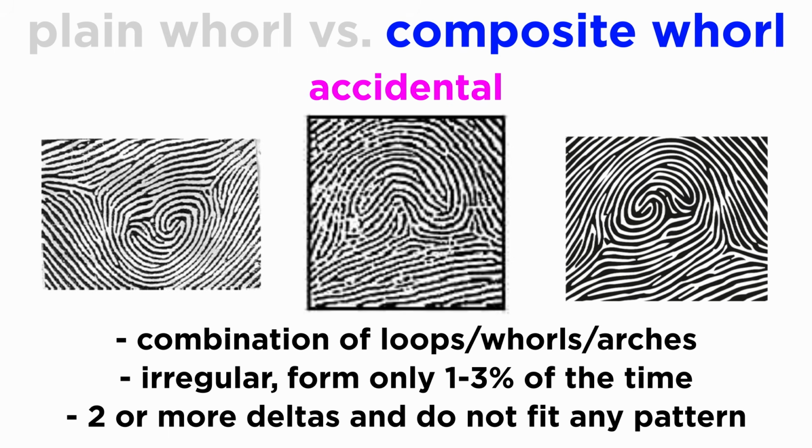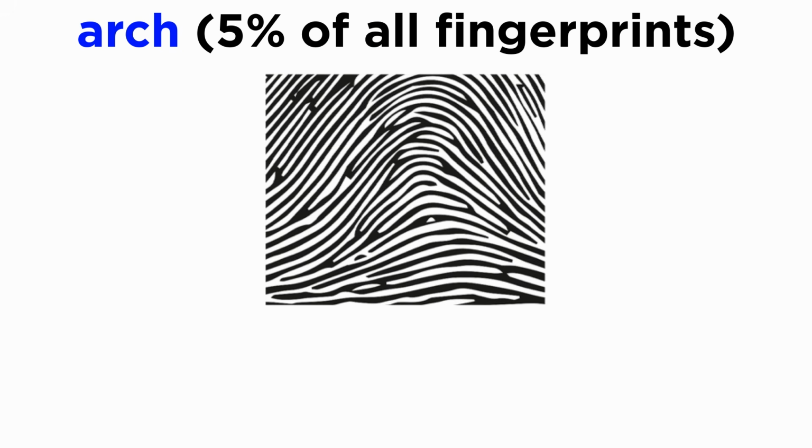As we can see here, they can be a combination of a loop and a whorl, a loop and a central pocket loop, a double loop and a central pocket loop, and so forth. The third and final major category of patterns is an arch. They are found in only 5% of all observed fingerprint patterns. Regarding the characteristics of an arch pattern, there is nothing particularly notable, and they are the simplest to classify.